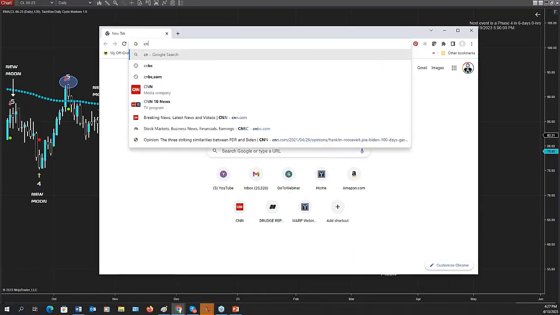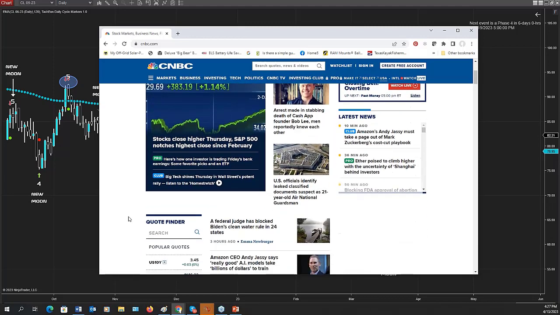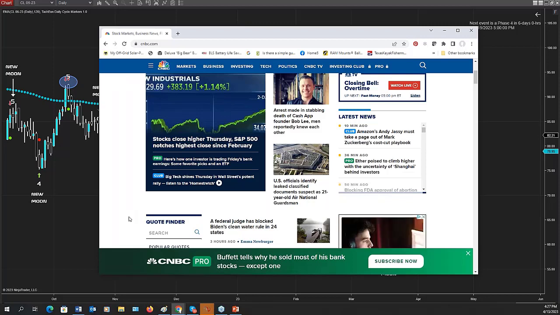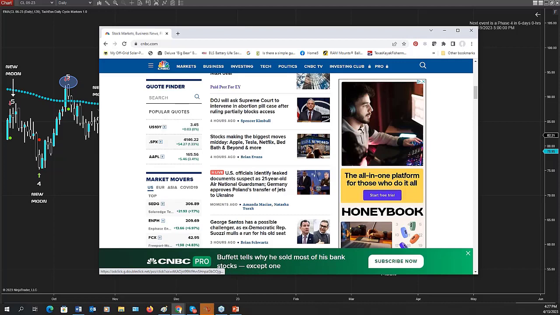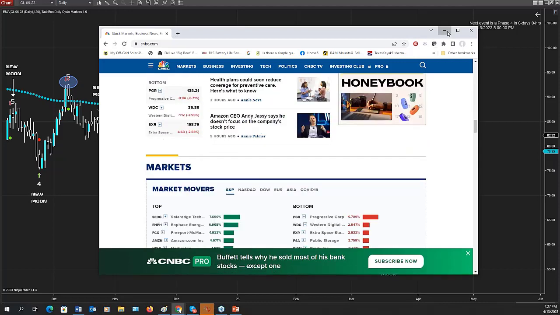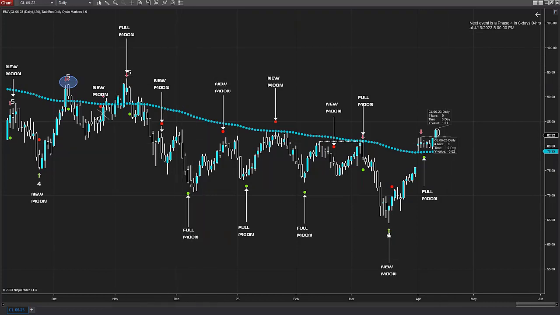In fact, CNBC, if we come here and go to look at it, stocks close higher Thursday, S&P 500 notches highest close since February. Is there anything here about the oil? No. No one makes mention of it. And I know what the dates of these signals will be for the next 100 years. We can go online.